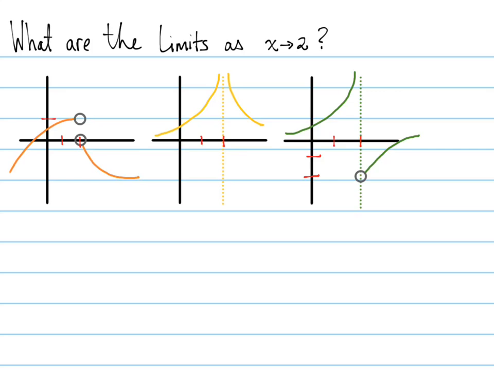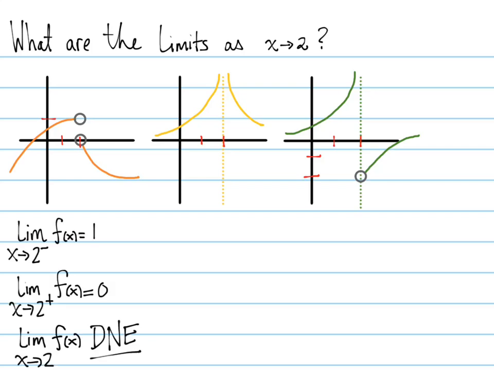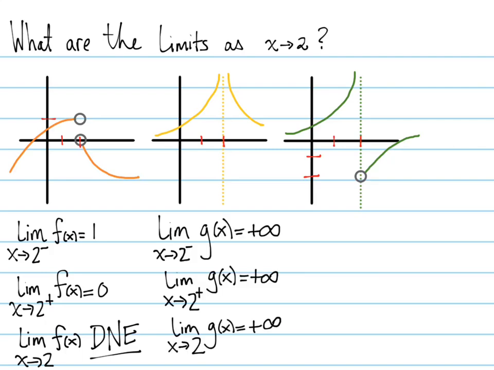Here are 3 graphs, and we're asking, what are the limits as x approaches 2 for the 3 functions? For the first function, as x approaches 2 from the left, we get 1, and as x approaches 2 from the right, we get 0. Since 1 and 0 don't agree, we say the limit as x goes to 2 of f of x does not exist, or DNE. In the middle one, the limit as x approaches 2 on the left is positive infinity, and on the right is also positive infinity. So we say that the limit as x approaches 2 of g of x is positive infinity.